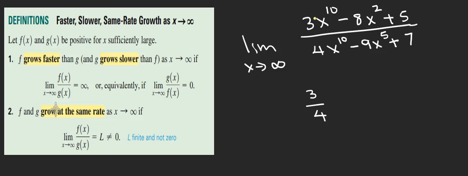How do I know that? Look at the coefficients. It's 3 and it's 4, and they have the same degree. So when this happens, when you get a finite number that is not 0, we say that these two grow at the same rate. So when you have two functions, f and g, and as x goes to infinity, you get a finite number that is not equal to 0, then we say that these two functions grow at the same rate.